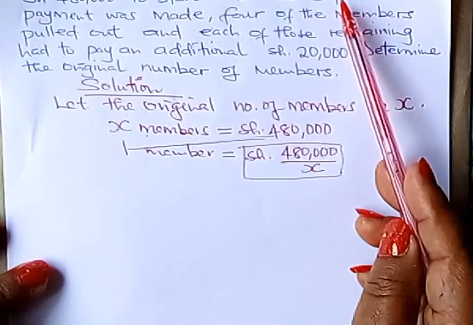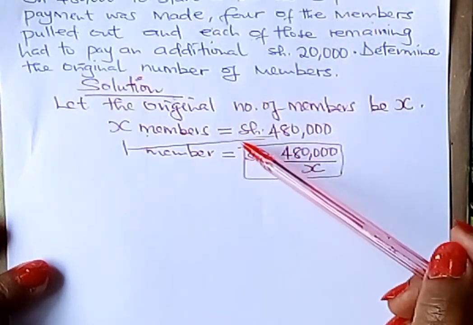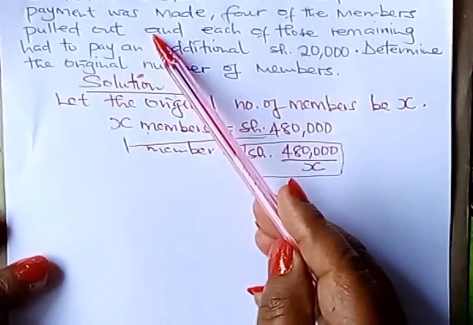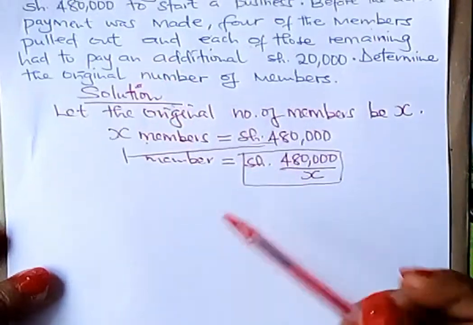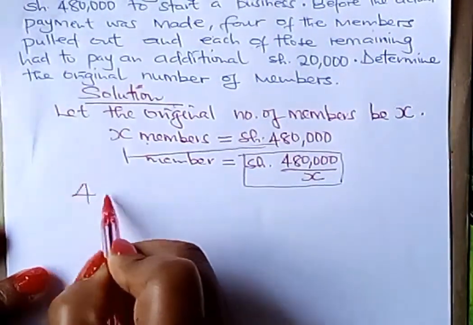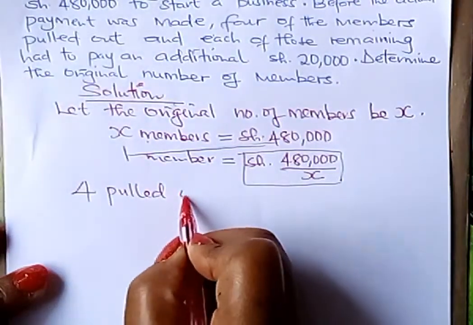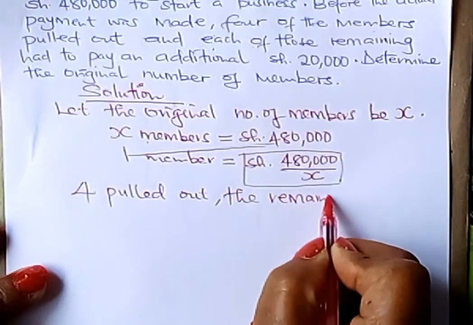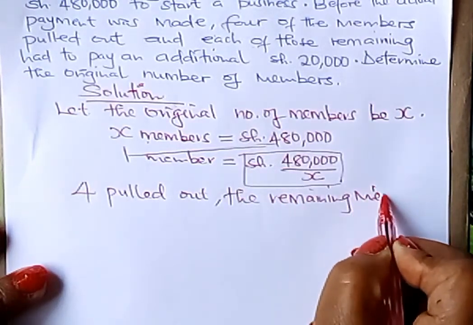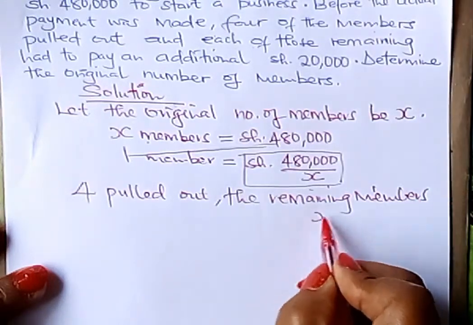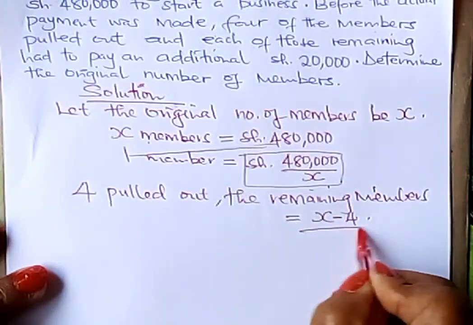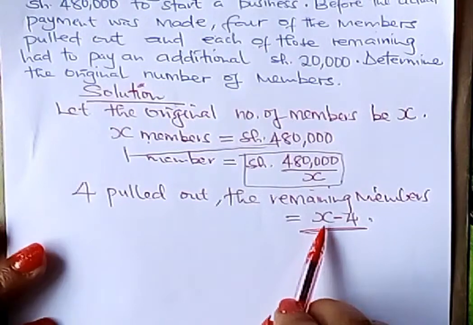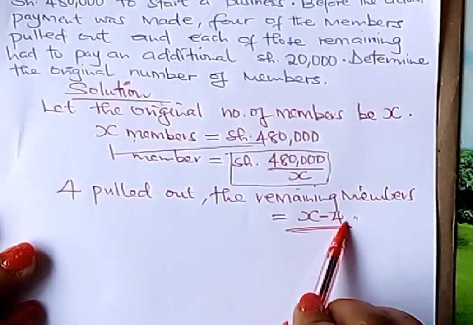Then we go to the second sentence. Before the actual payment was made, 4 of the members pulled out. Therefore, when 4 pulled out, the remaining members are how many? The remaining members now are x minus 4. 4 pulled out, and therefore the remaining members are x minus 4.